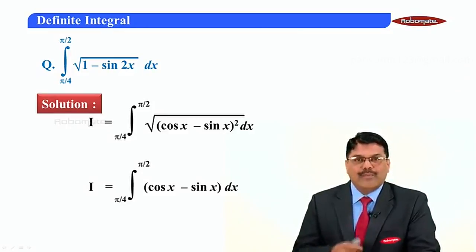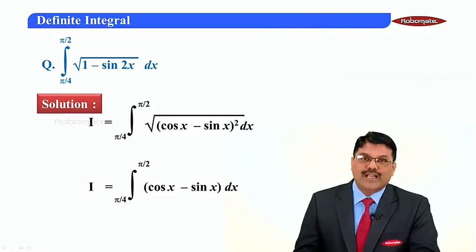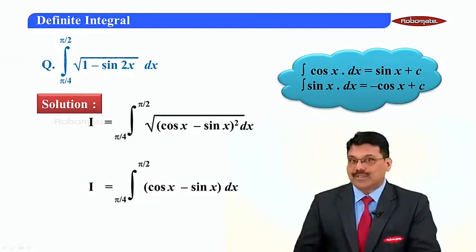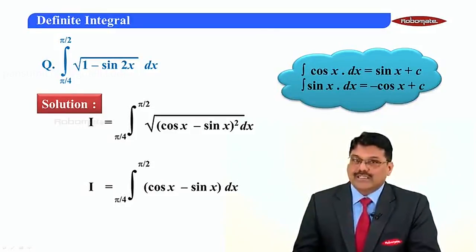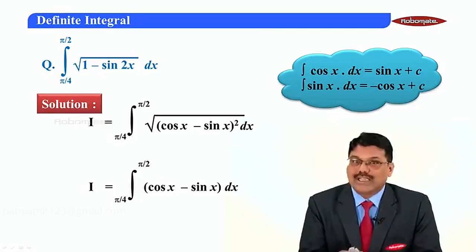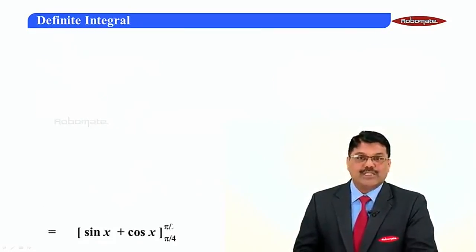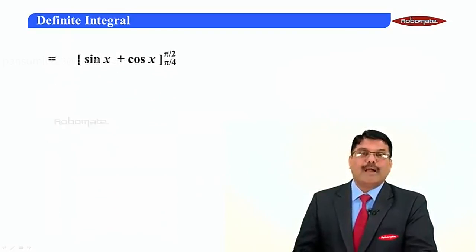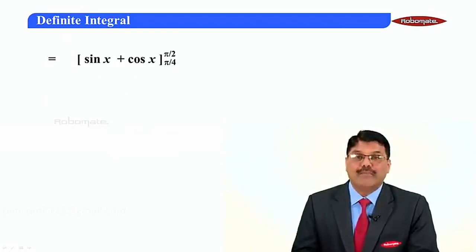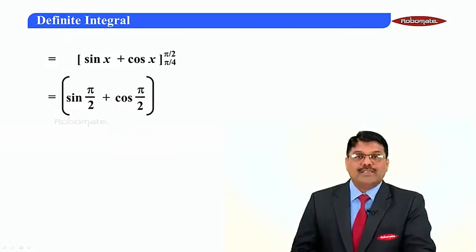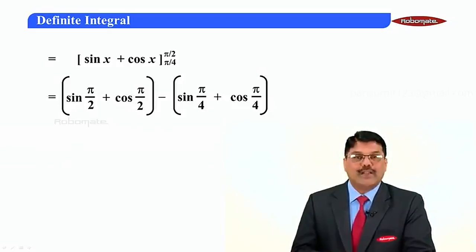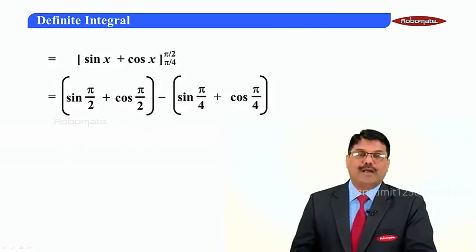Now the problem becomes very easy. We know that integration of cos x is sine x and integration of sine x is minus cos x. Let us substitute. So the integration of cos x is sine x, so the first term will be positive. Then integration of sine x is minus cos x, so the second term will become plus. So I'll write it this way: sine x plus cos x from pi by 4 to pi by 2. Now by the fundamental principle, let us substitute the upper limit minus lower limit. So it will become sine of pi by 2 plus cos of pi by 2 minus, substituting the lower limit, sine of pi by 4 plus cos of pi by 4.